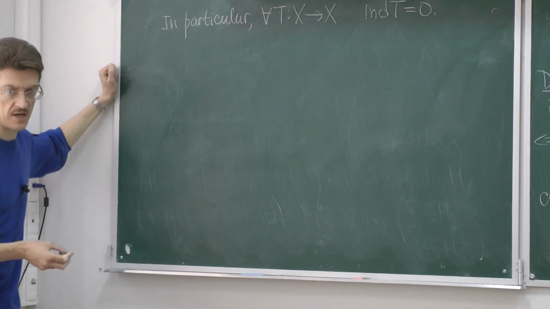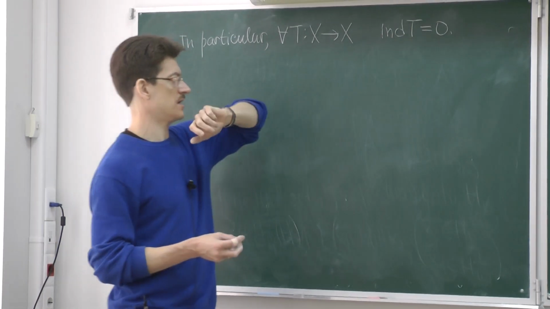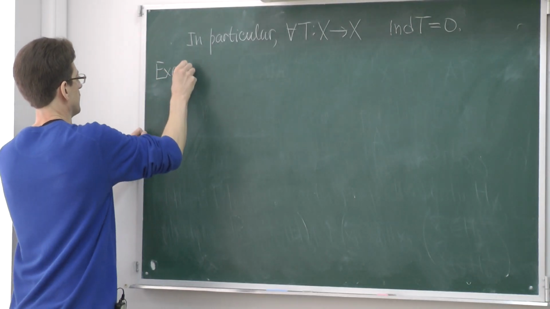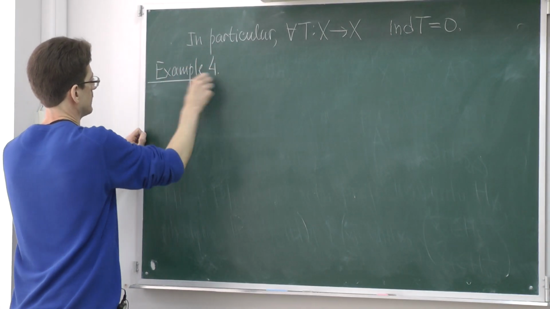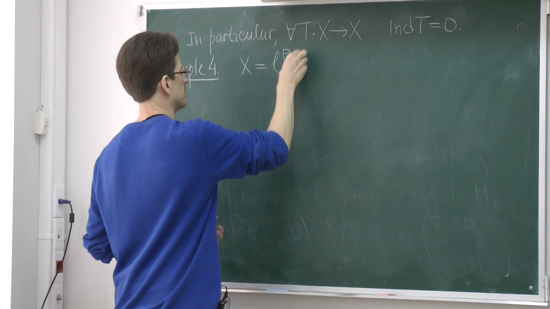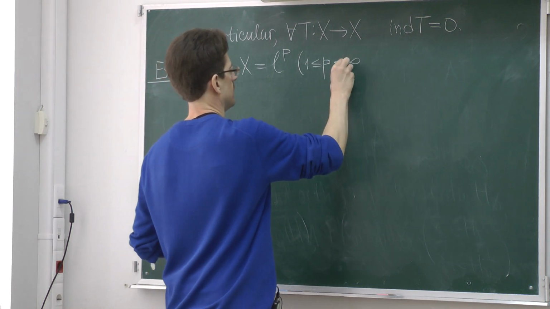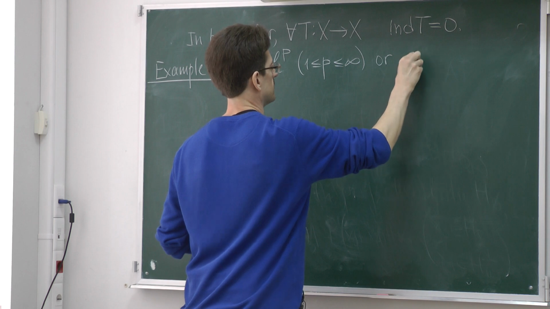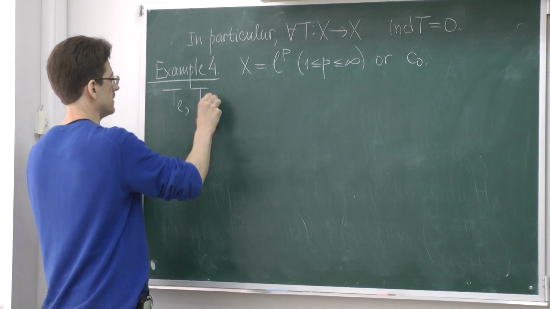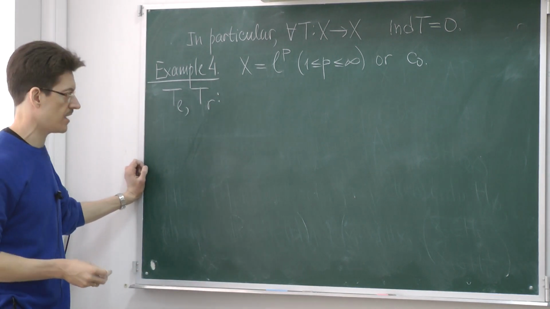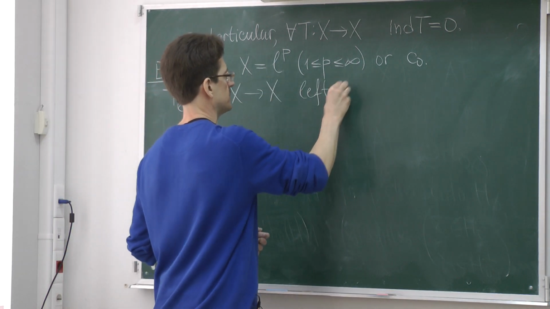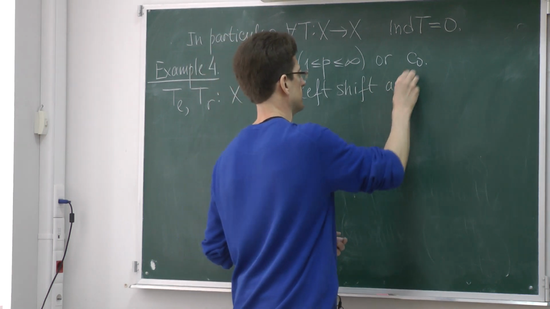In the infinite dimensional case, there are many Fredholm operators of non-zero index. And here's the simplest example. Example 4. Let X denote either the little lp space or the little c0 space. And let T_L and T_R denote the left shift operator and the right shift operator on X. Left shift and the right shift.